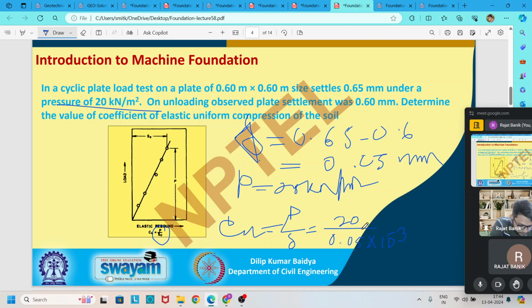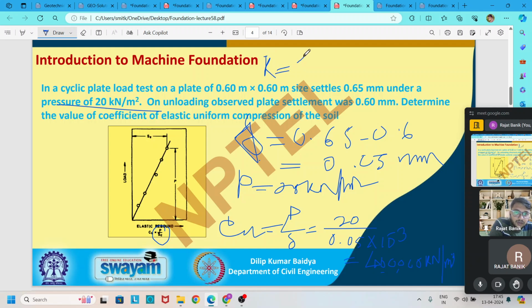So it becomes 20 divided by 0.05, divided by 1000, sorry, into 1000, which is equal to 4 lakh kilonewton per meter cube. So our answer is 4 lakh kilonewton per meter cube. We can further calculate the value of K, but in the question it is not asked.